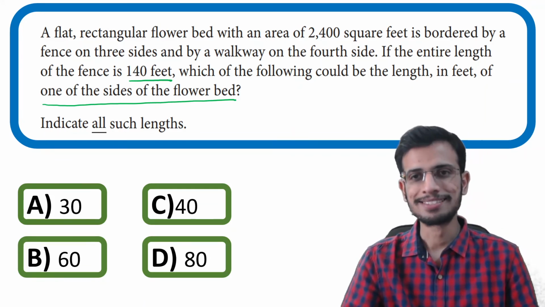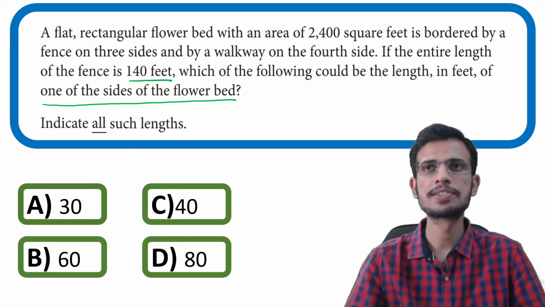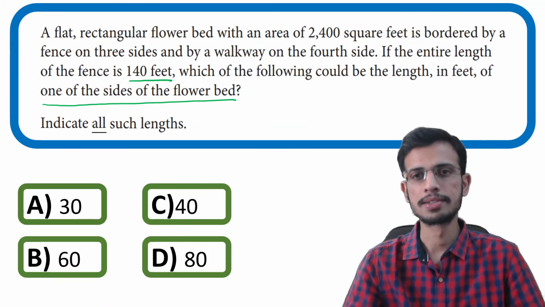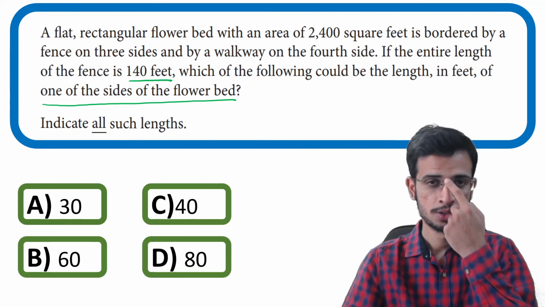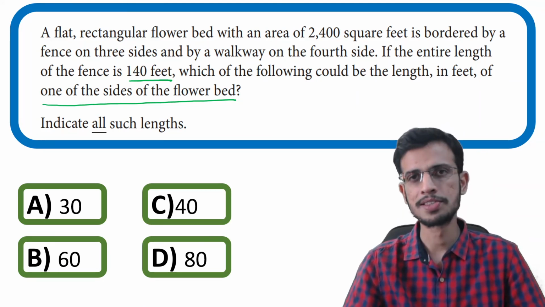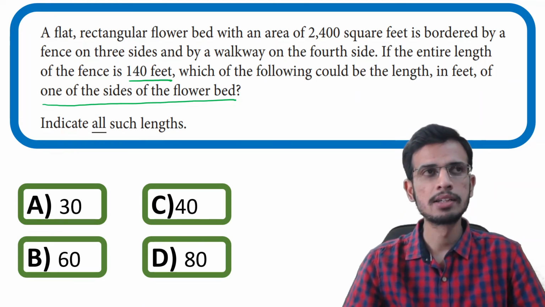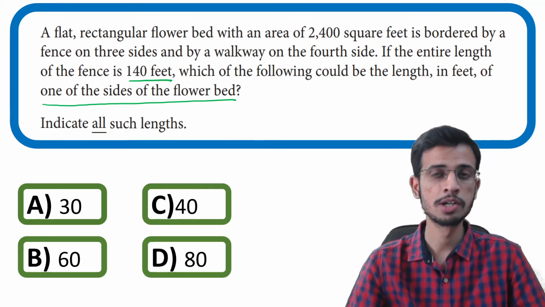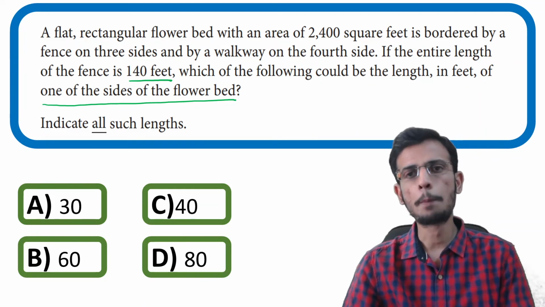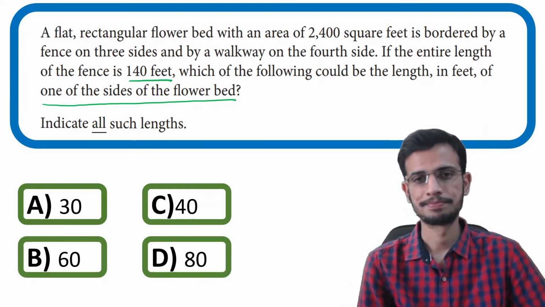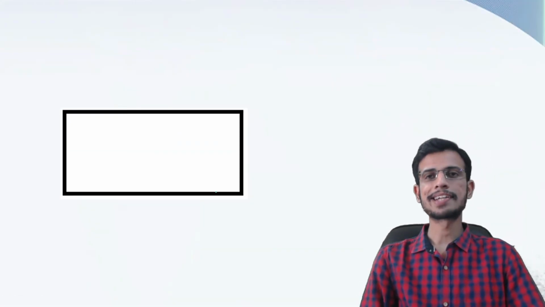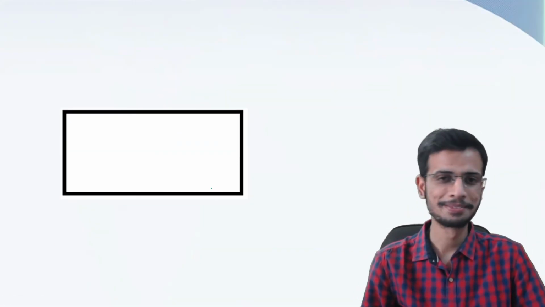So from where to begin? Area is given to us and sum of 3 sides is also given to us. So how should we approach the question? Should we make the equations and then should we try to solve the equations, or there is one more approach? From options we can directly get answers, right? Let me help you. So I have added one rectangular flower bed here.